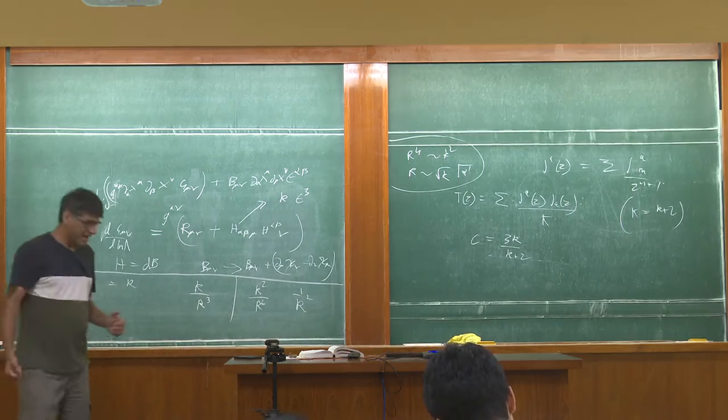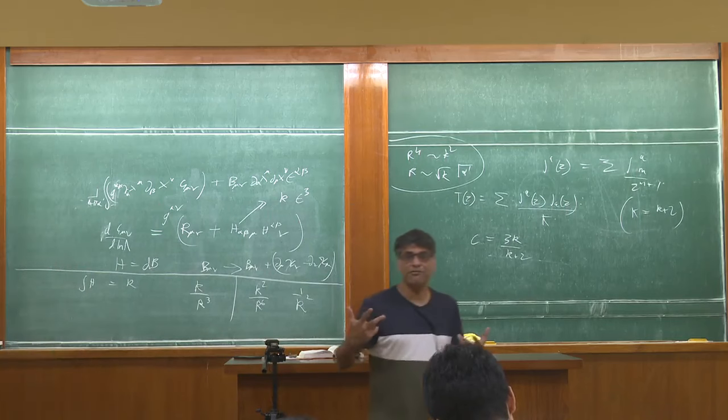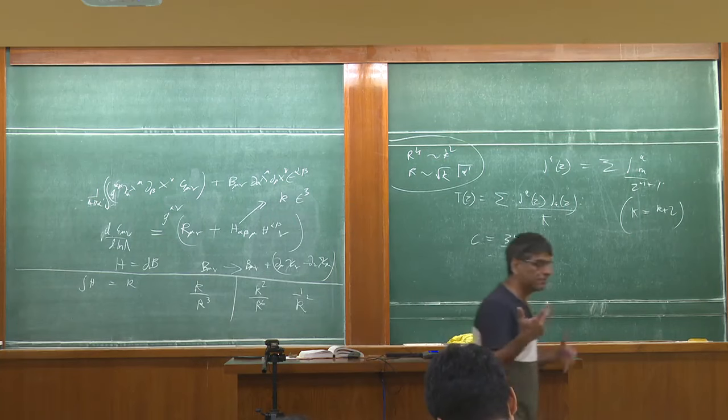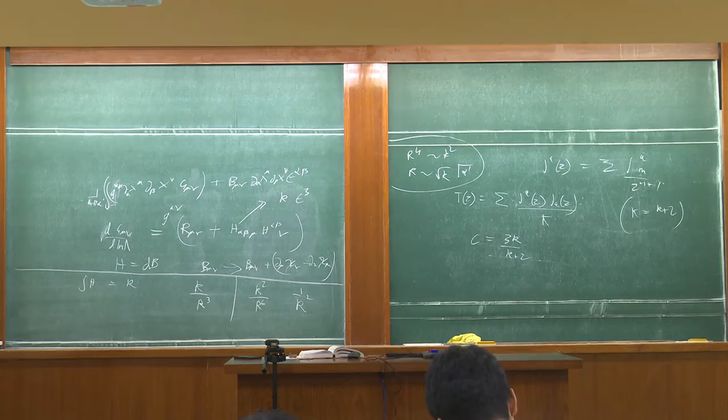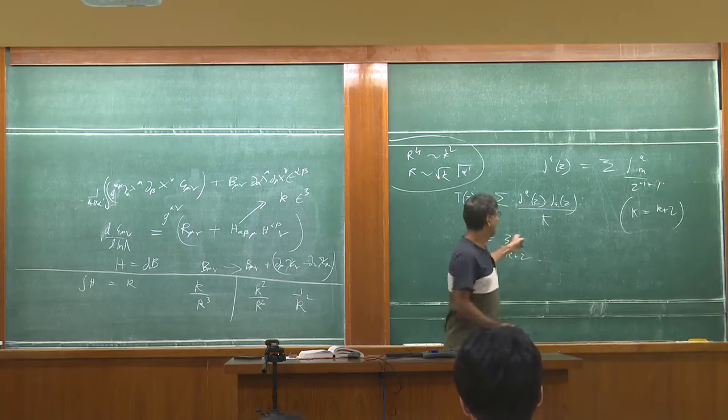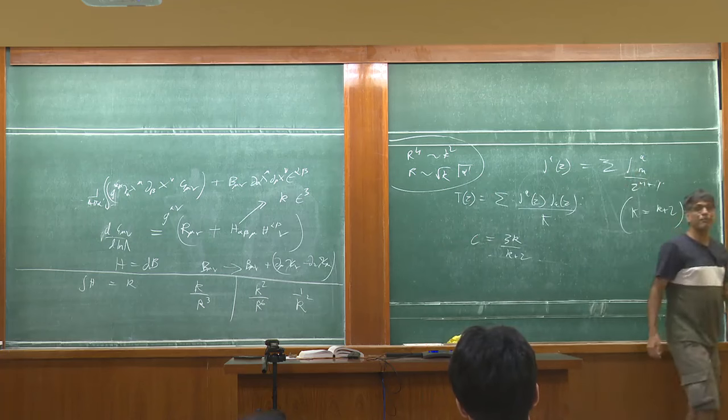And we also defined this notion of primary operators with respect to this current algebra. Primary operators, by the state-operator correspondence, corresponded to states that were annihilated by every lowering operator J_m, every J with positive values of m.